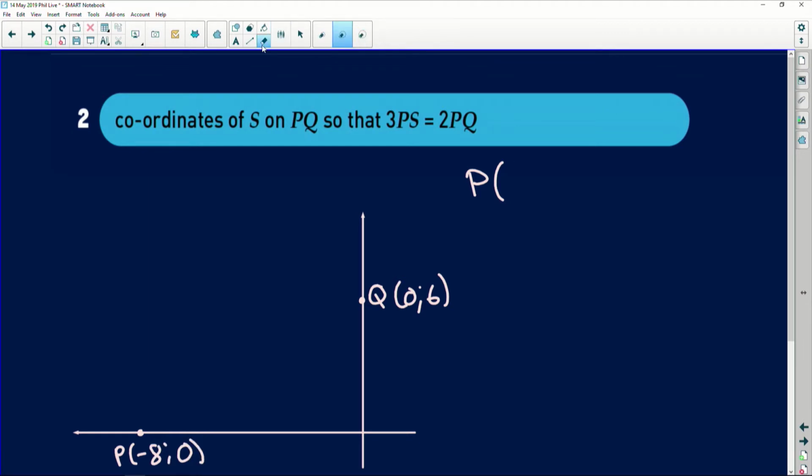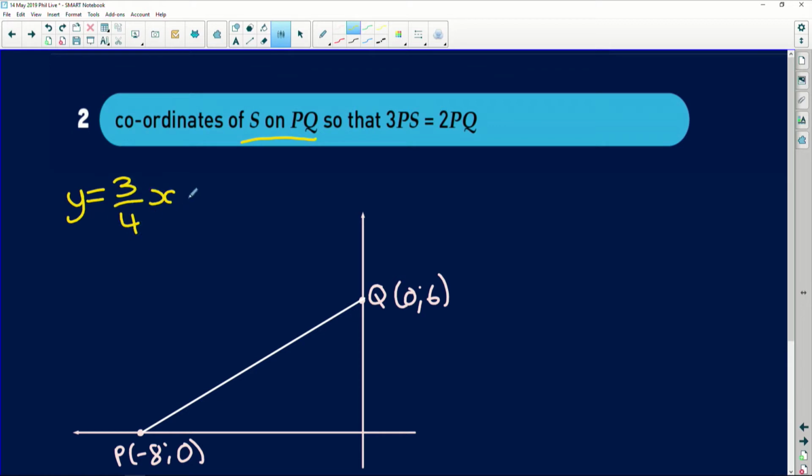Okay, so now they're saying, find the coordinates of S on PQ so that 3PS is equal to 2PQ. Okay, so S lies on the line PQ. So I'm going to draw the line PQ quickly. And I know that S lies somewhere along this line. Now remember, guys, that line is defined by y equals 3/4 x plus 6. Remember that, that is very important.